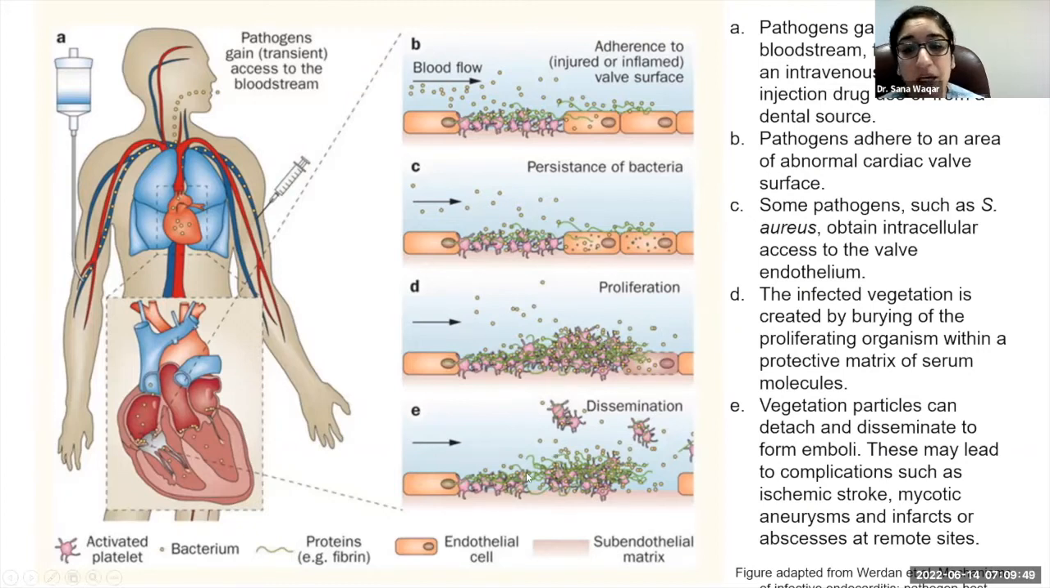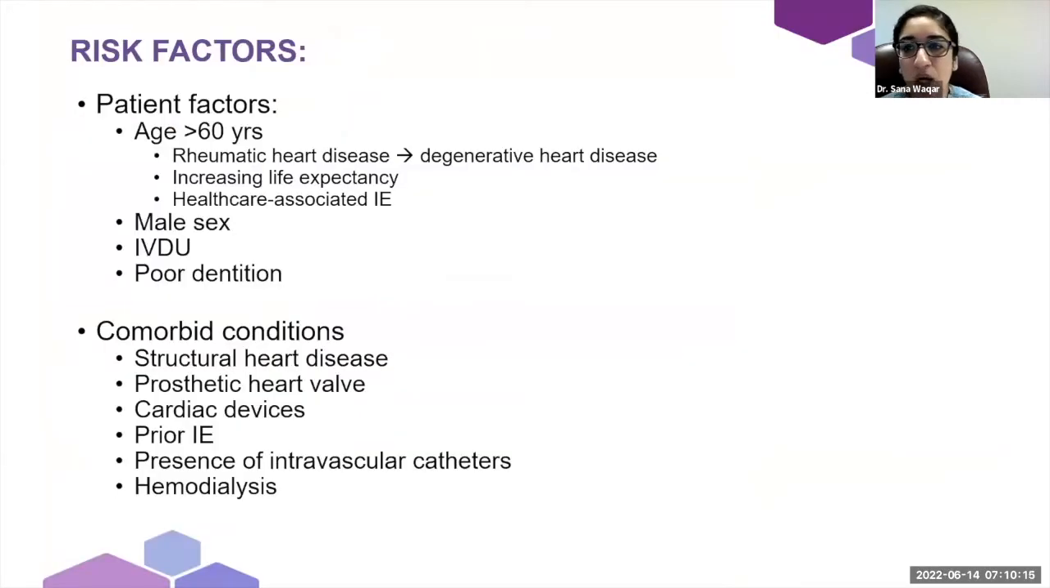And then parts of this vegetation break off, and that's what results in your septic emboli, so spread of the infection to other parts of the body. If it's left-sided endocarditis, you see septic emboli to the brain. If it's right-sided endocarditis, you see septic emboli to the lungs. So basically, formation of this vegetation and then dissemination by embolic phenomena. So risk factors.